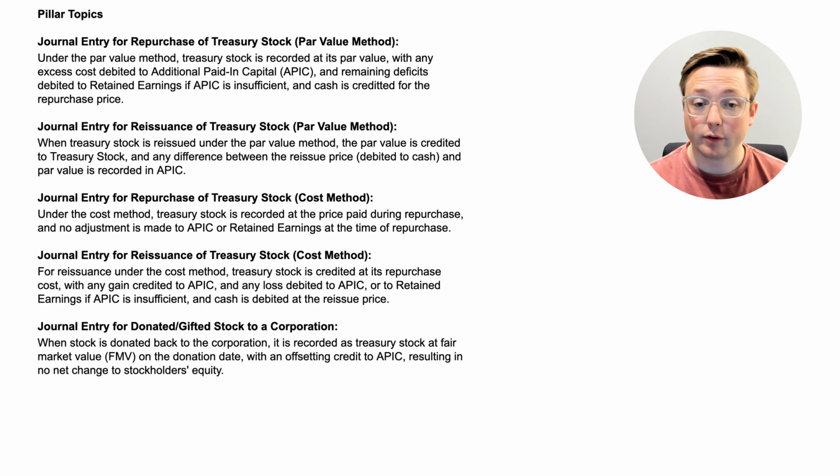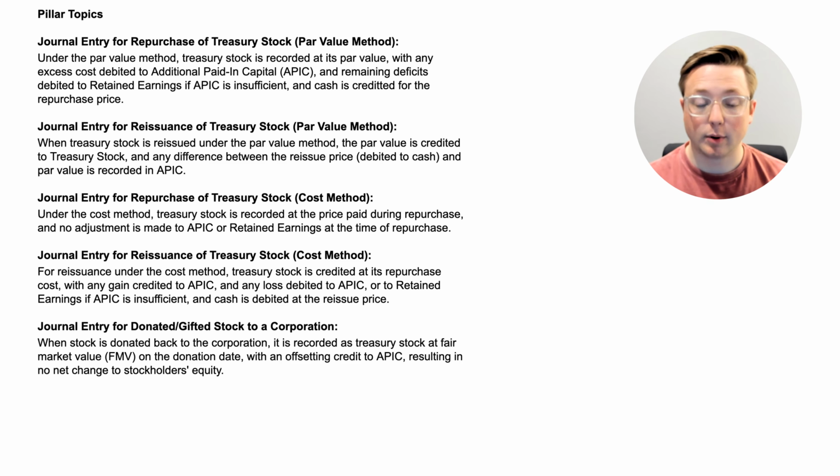So the journal entry for repurchase of treasury stock using the par value method. Under the par value method, treasury stock is recorded at its par value with any excess cost debited to additional paid in capital. And remember, with the par value method, you are figuring out from the initial issuance of the stock how much the additional paid in capital was per share. And you use that. And once that's used up, the remaining deficit is debited to retained earnings if the APIC is insufficient. And then finally, of course, cash is credited for the repurchase price.